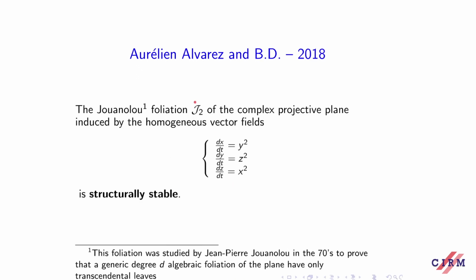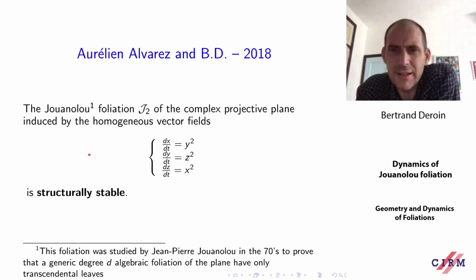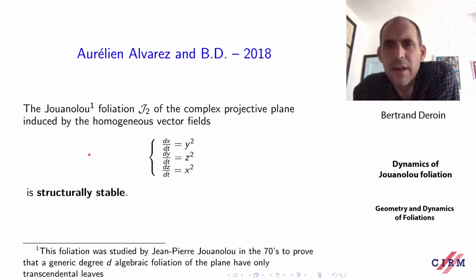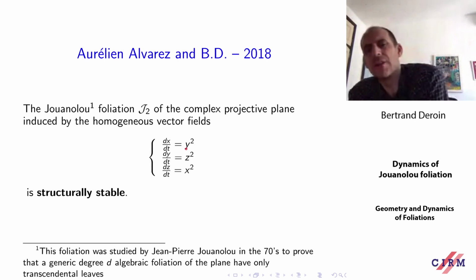And what we proved with Aurélien is that this foliation is structurally stable. Namely, any foliation given by, say, a polynomial equation in C3 close to that one will be topologically conjugated to the Jouanolou foliation.